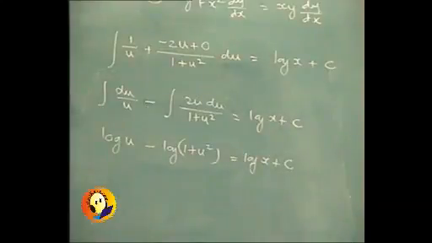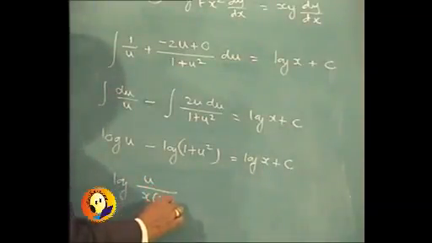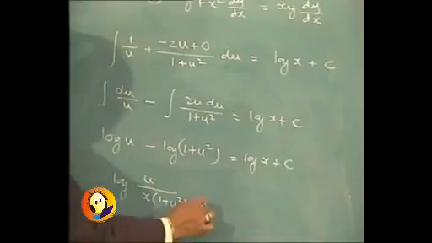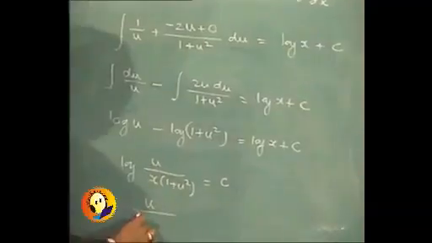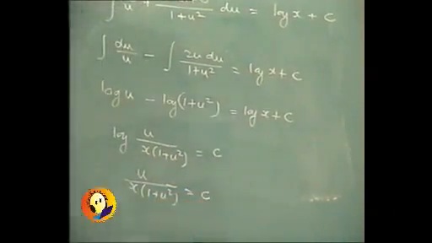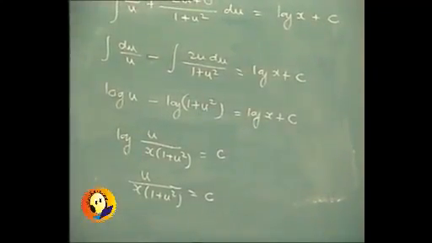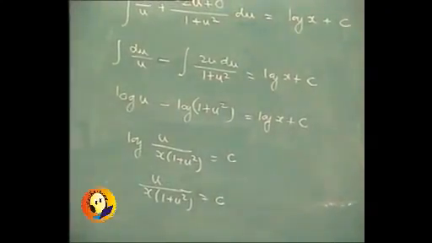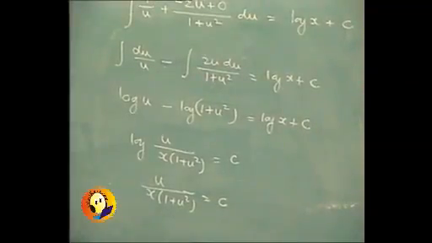Taking all the log terms on one side, we can write it as log of u upon x into bracket 1 plus u square equal to constant, that is u upon x into bracket 1 plus u square equal to constant. For simplifying the solution, of course we are required to eliminate u first of all in terms of y and x, that is y by x.